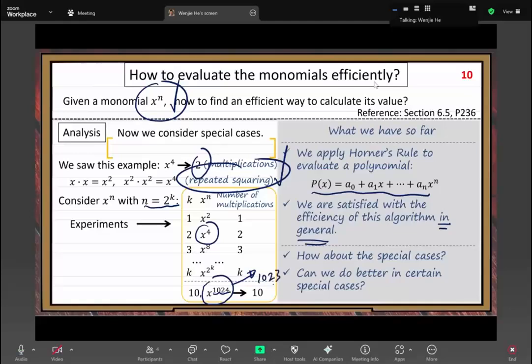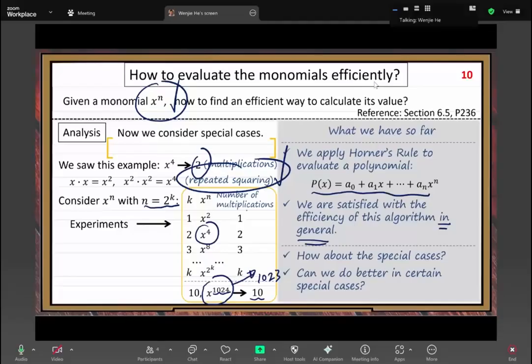1023. Not 24, 23. 1023. Yeah. But if you use repeated squaring, 10 multiplications. How big is the difference? 1023 versus 10. Big difference, right? And this repeated squaring is related.